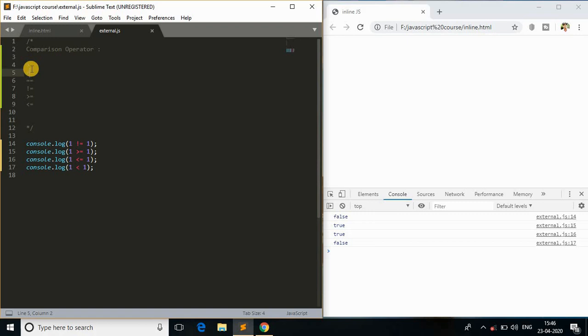That's what we call the comparison operator. Make sure that you know this. It is so simple, but you need to understand that the output of this will be a boolean false or true. That's it. So yes guys, this is all about the comparison operator.